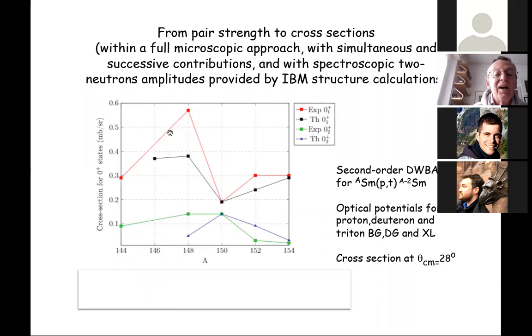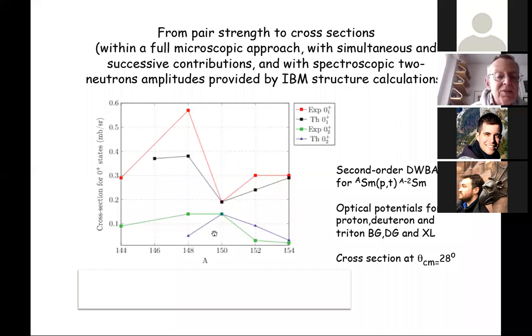The red dot is the cross section for the 0+ state, and the black one is the calculation, and you don't get exactly the experiment, but the qualitative effect is certainly reproduced. There is a kink, a negative kink for the ground to ground, and a positive maximum for the excitation of the first 0+. Okay, so I would say that in this case, the cross section confirms what is predicted by the nuclear structure.